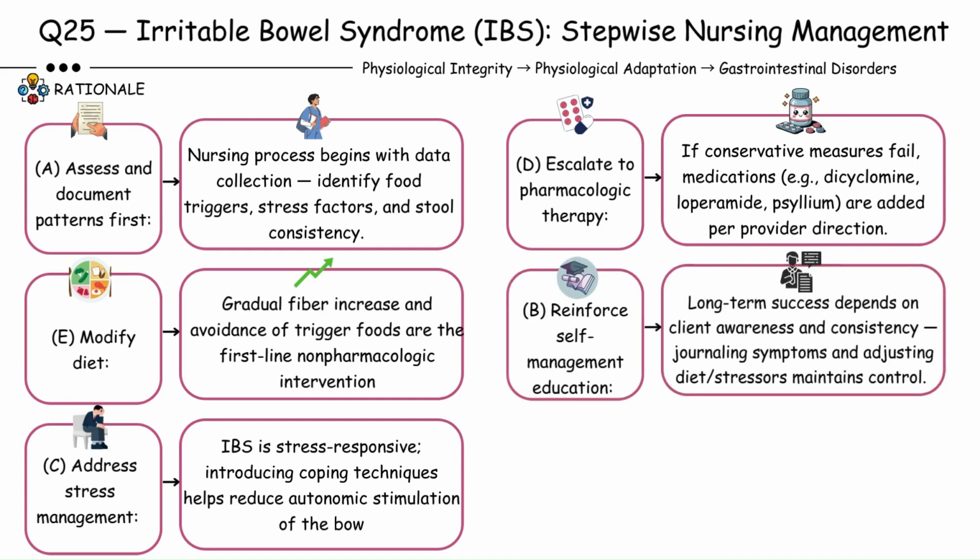Step 5. Provide ongoing teaching about self-monitoring and lifestyle adjustment. Finally, we reinforce long-term self-management. Keeping a symptom and food journal, recognizing early warning signs, adjusting diet and stress strategies as life circumstances change, and understanding when to call the provider. This step cements the client's ability to manage IBS over time, not just in the hospital.